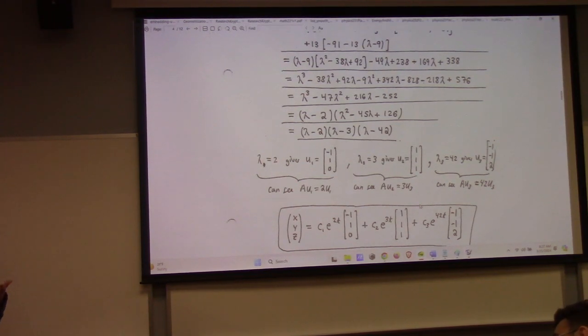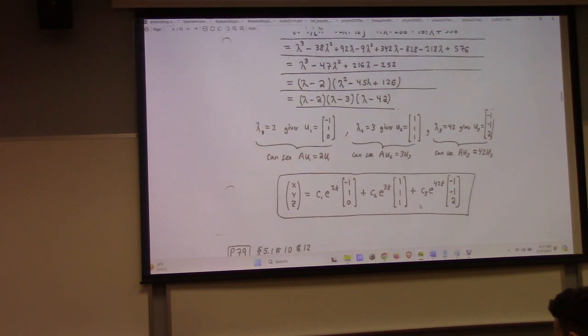That's how I tend to check eigenvectors. I take the matrix and the allegedly eigenvector, multiply the matrix by the vector, and see if I actually do get the multiple of the vector I'm supposed to. Because if I don't, I did something wrong, you know? So just as a double check on the solutions. And then, so here it is. There's the solution, C1, C2, C3. You got your 2, your 3, and your 42.